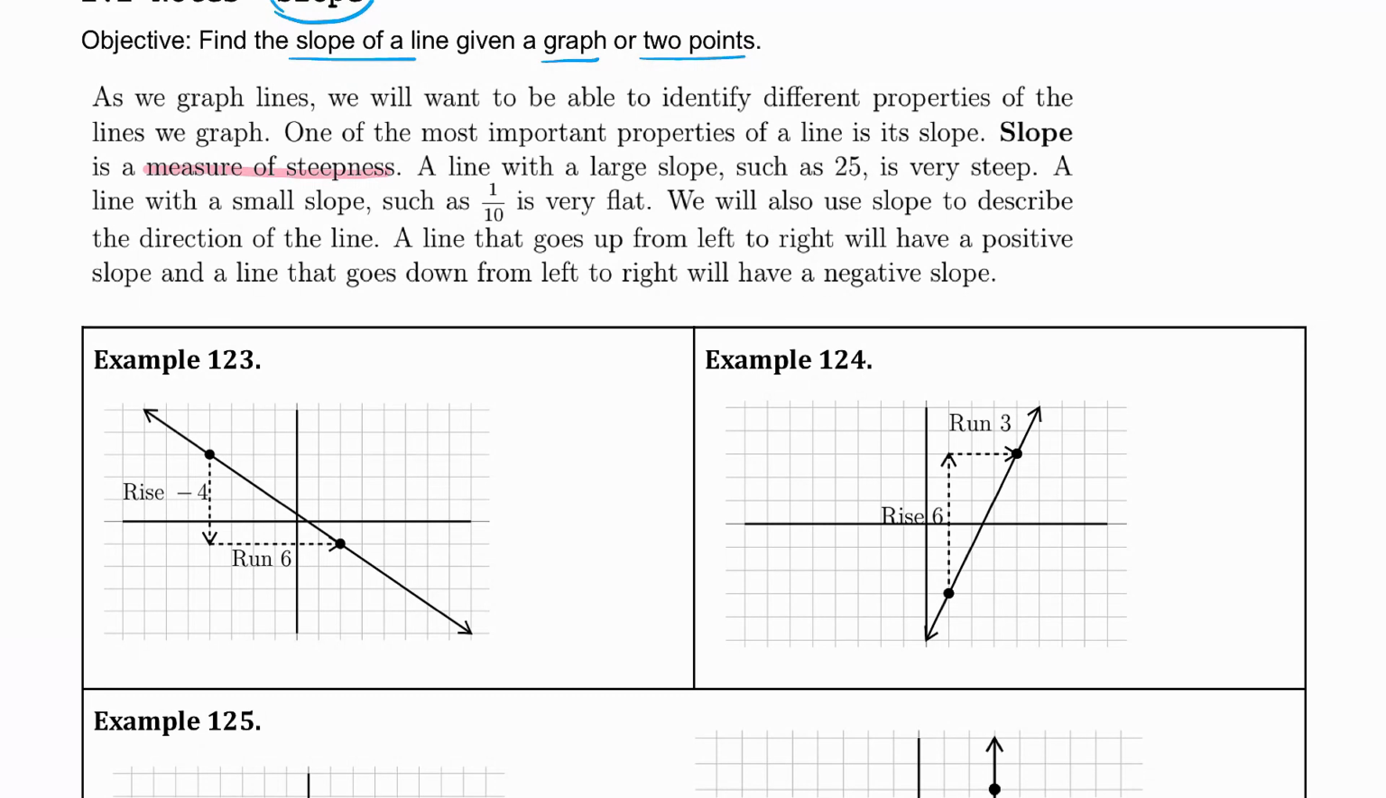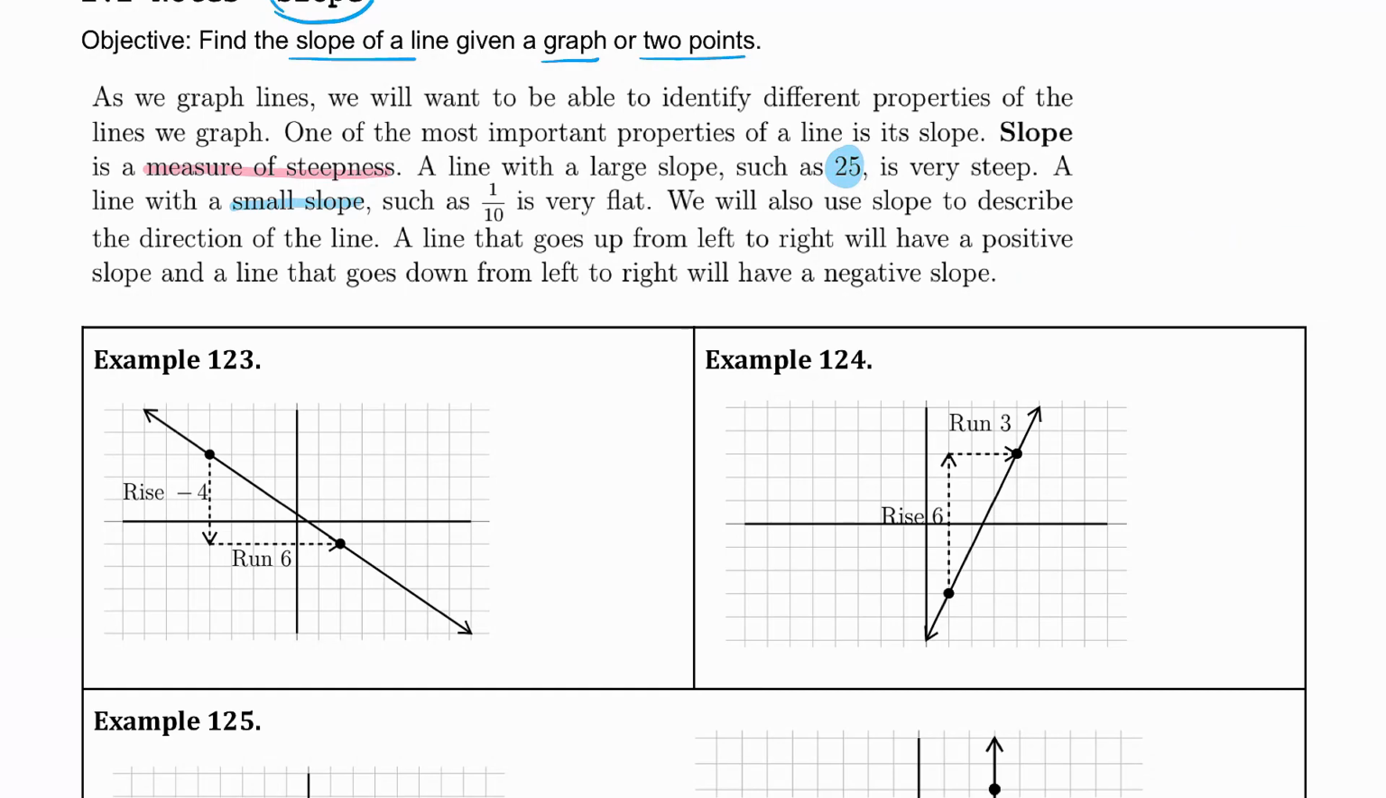So say we have a line with a really large slope, like 25. That's going to be a super steep line that almost looks up and down. We also might have a really small slope, like 1/10, and that's going to be a line that's really not very steep. It's pretty flat, and it grows very slowly.